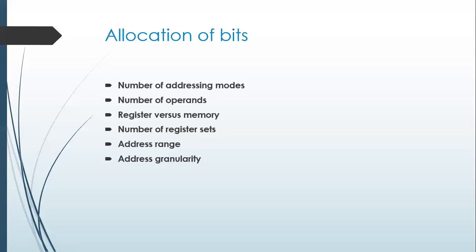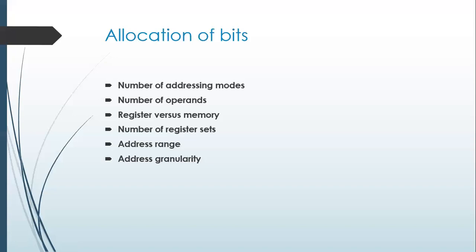Now the next point is register versus memory. It's the same thing we have just talked about: the memory word size and register size should be the same. So if your memory word size is 64 bits, then your register should also be 64 bits. Then and only then will this be easier.